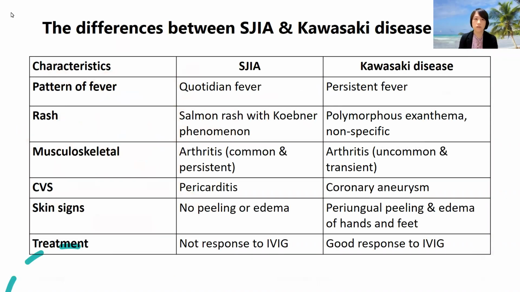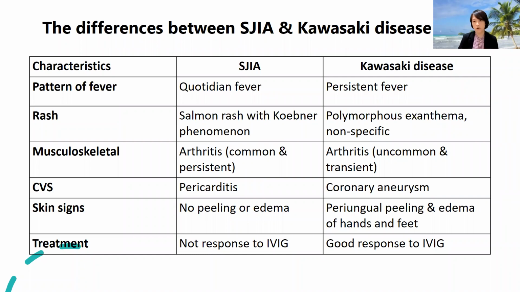We should know the difference between systemic JIA and Kawasaki disease. The two diseases are quite similar in clinical manifestations. But quotidian fever is more typical of systemic JIA than Kawasaki. Also, if the patient has a salmon rash that comes and goes along with the fever, and if the patient has persistent arthritis, you would think about systemic JIA more than Kawasaki disease.